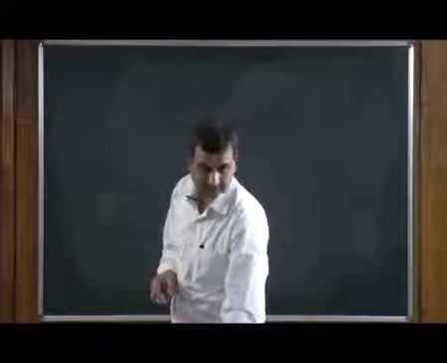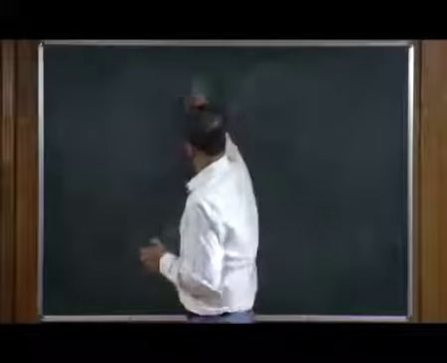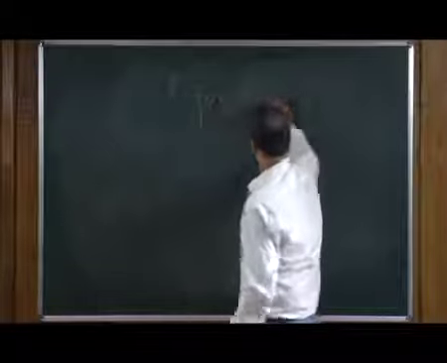If you see in the next slide, we have a phenomenon called rigor mortis. If you look into the slide, muscles contract and become rigid after death because of the loss of adenosine triphosphate. This adenosine triphosphate is the energy currency in the cell. So, if you do not have ATP, the muscle is not going to contract. The muscle will remain as such, and this is what we call rigor mortis.